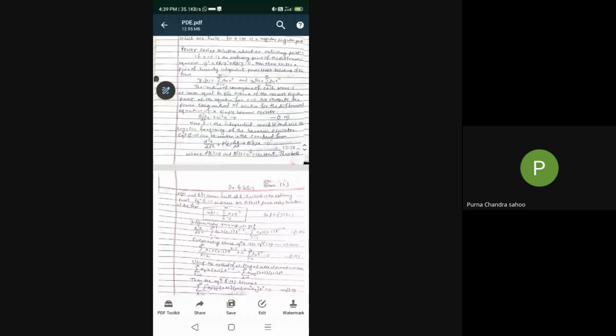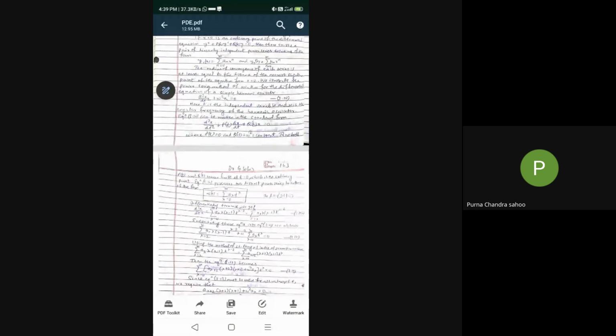So, am I audible? Yes, sir. So, your harmonic oscillator problem, d square x by dt square plus omega square x is equal to 0, can be written in a power series form where p(t) is equal to 0 and q(t) is equal to omega square. Okay. So, your p(t) is equal to 0 and q(t) is equal to omega square. So, both are an ordinary point and possess two distinct power series.